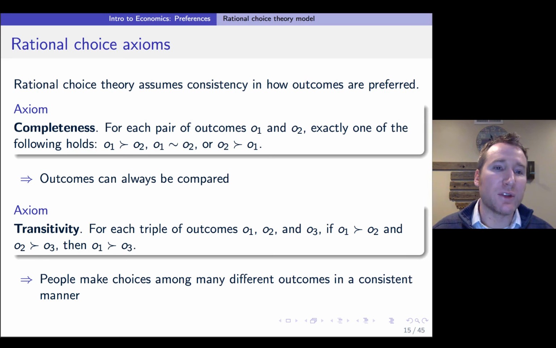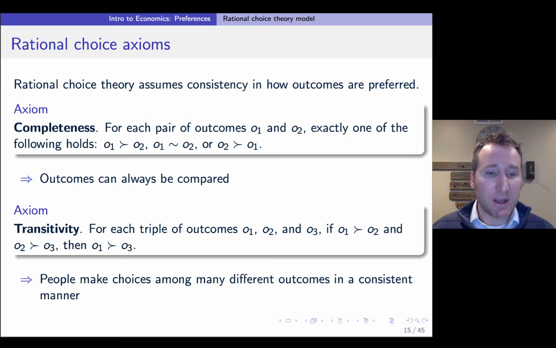And the first axiom is completeness. So saying for every pair of outcomes you give, O1 and O2, one of these three things must hold. You either prefer outcome 1 to outcome 2, you are indifferent between the two, or you prefer outcome 2 to outcome 1. And if you accept that for any arbitrary outcomes you will prefer exactly one of those three, then that means you can always compare outcomes, and then subsequently construct preferences.